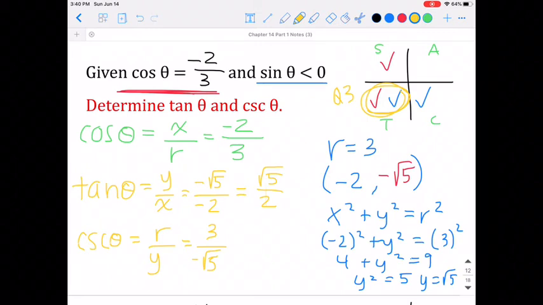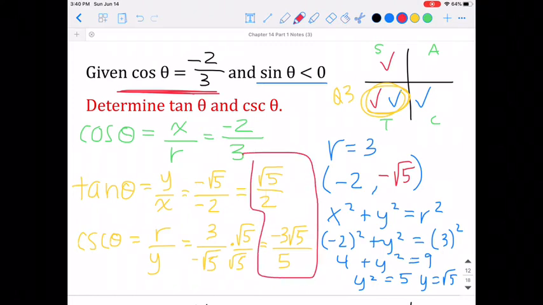Now we have to rationalize, so we're going to multiply by radical 5 over radical 5. When we do that, I'm just going to move my negative up to the numerator as well. We have negative 3 radical 5 over 5. So we have our tangent of theta is radical 5 over 2. Cosecant of theta is negative 3 radical 5 over 5, and we're done. We're going to do 2 more examples like this, and that's it for this section.